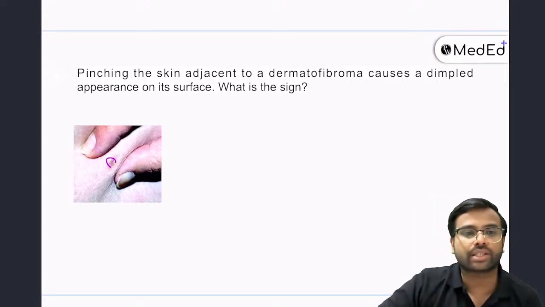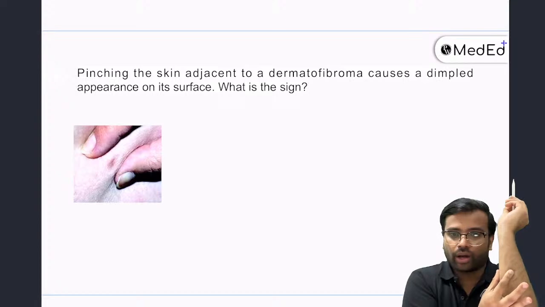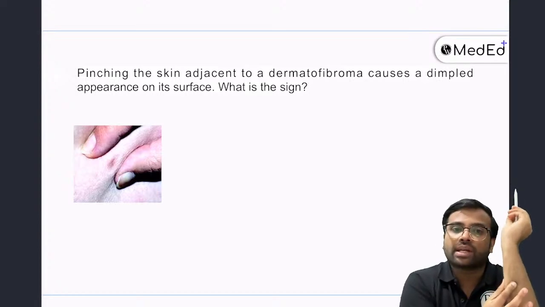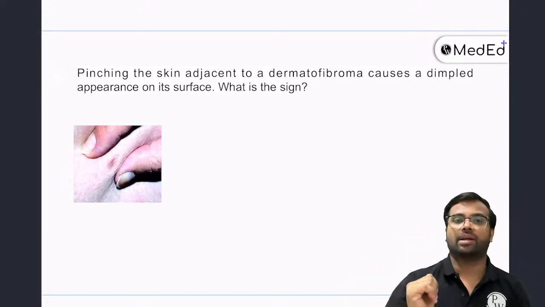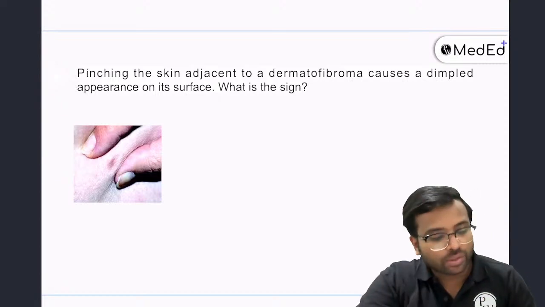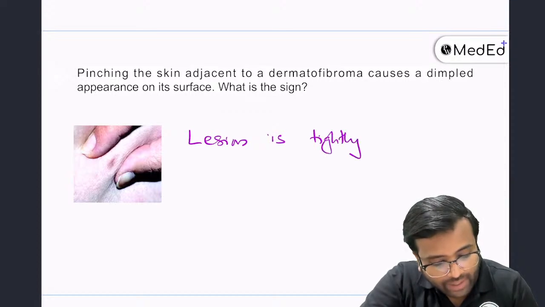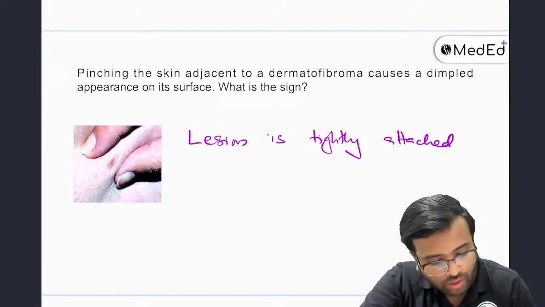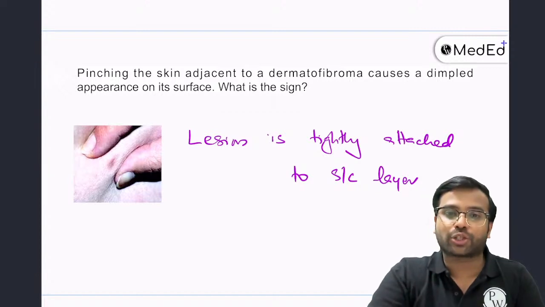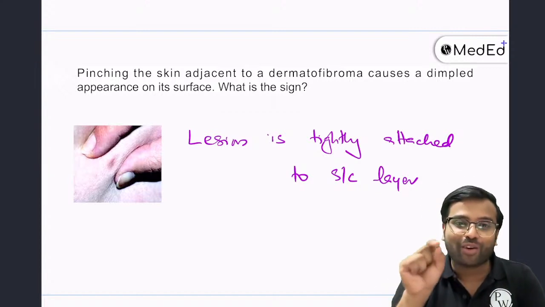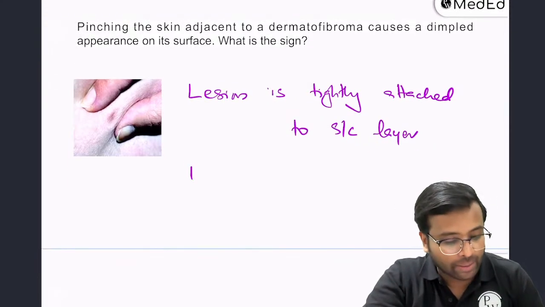Right? So in this dermatofibroma, once I pinch just around this lesion, what happens? The lesion goes inside the skin, or beneath the skin. So when the lesion goes beneath the skin, that is because the lesion is tightly attached to the subcutaneous layer. Since the lesion is tightly attached to the subcutaneous layer, excellent. So why do you have a question mark in the chat box? This is the dimple sign. Okay, this is called the dimple sign.